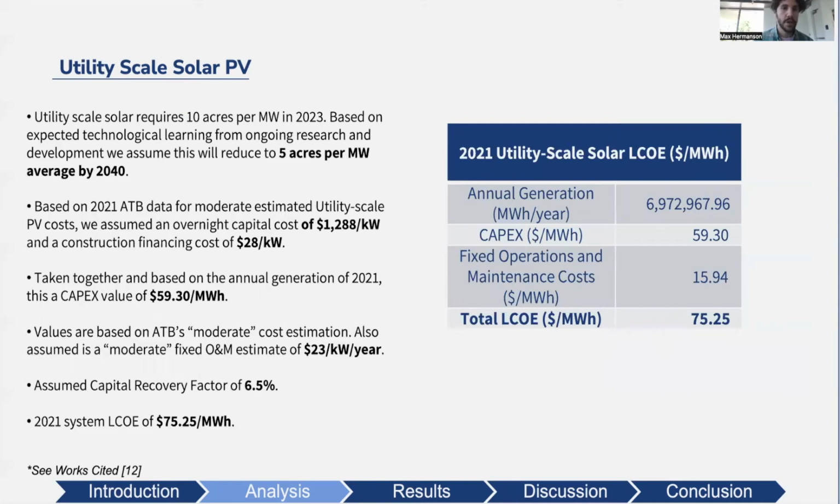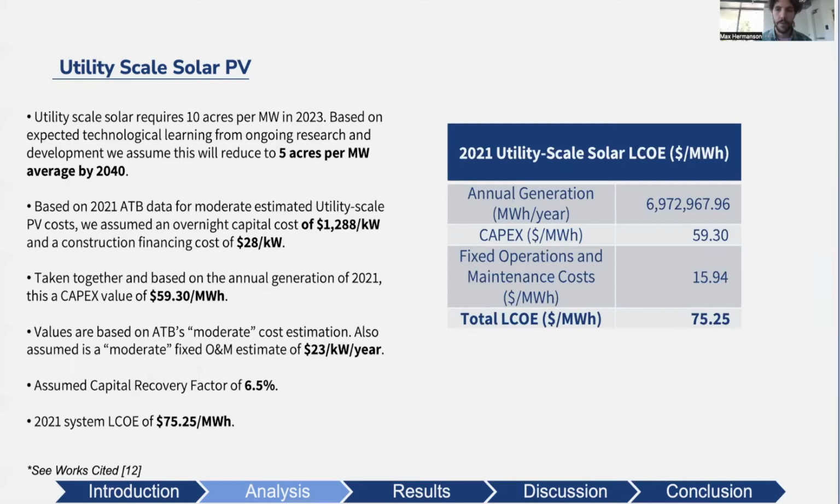For utility scale solar, we are operating on the assumption of about 10 acres per megawatt in 2023. Based on what we've learned in developing, we assume that we can improve to about 5 acres per megawatt by 2040 on average. Based on our ATB assessment of costs, we're looking at an overnight capital cost of $1,288 per kilowatt and a construction financing cost of about $28 per kilowatt. Taken together, we have a CapEx value of about $59.30 per megawatt hour.